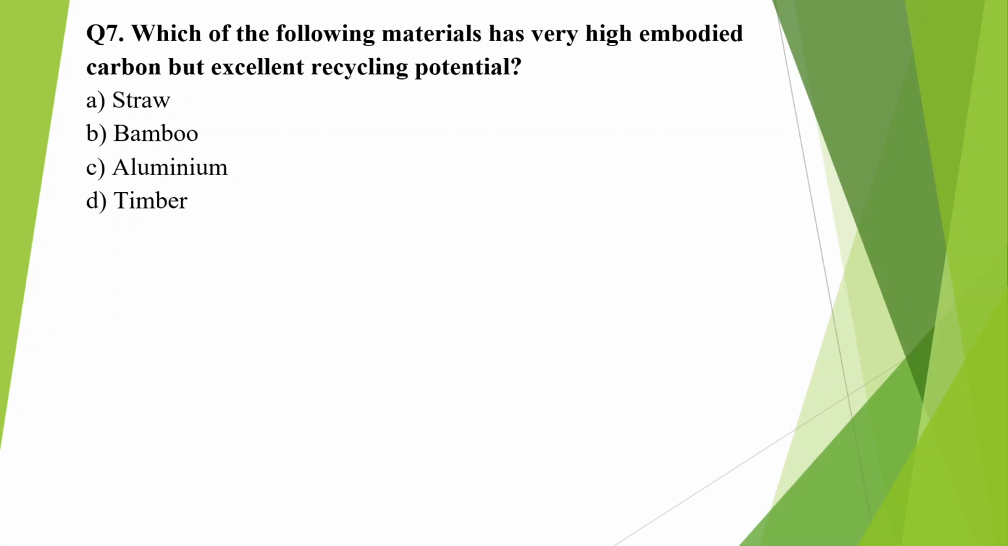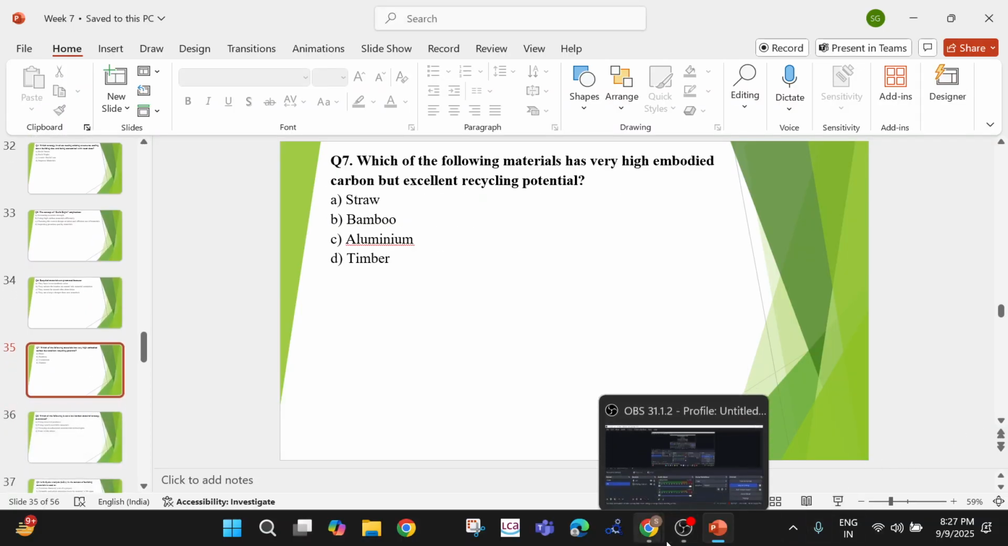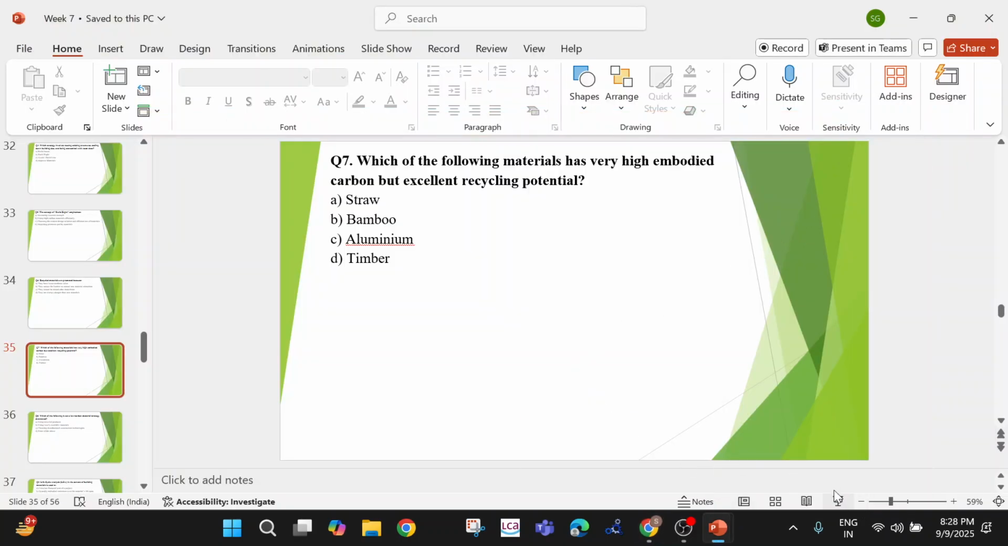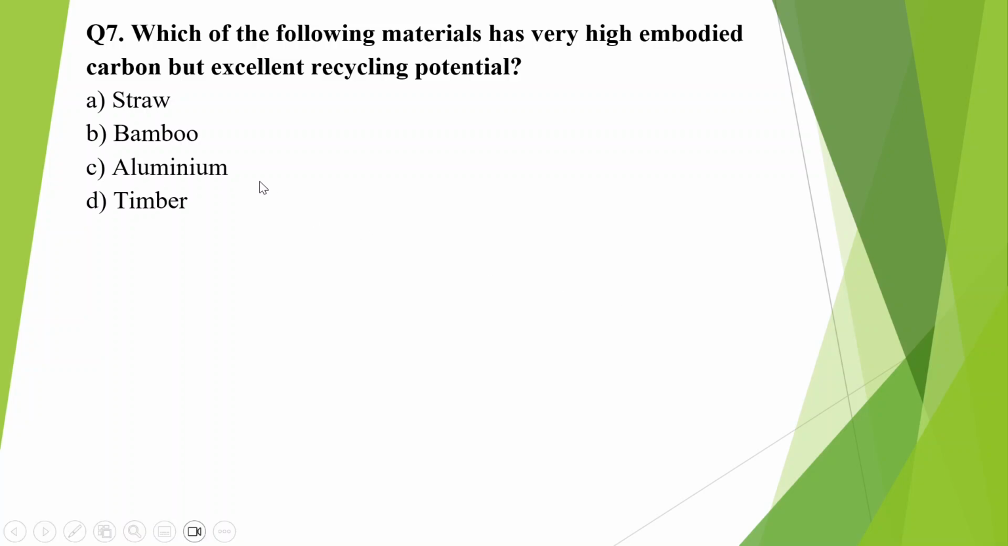So straw, you know very well, does not have much high embodied carbon potential, so easily you can discard that option. Bamboo also no. Timber also no. So if you look, the most appropriate answer for this particular question will be only one option. And which option? Yeah, absolutely correct. So option C is the correct answer for question number 7. Aluminium is the material out of the four options which has high embodied carbon and excellent recycling potential as well. Okay, so let's move to the next question then, question number 8.